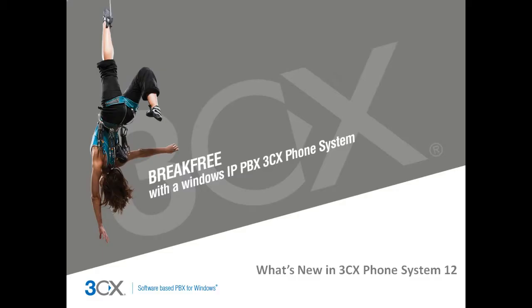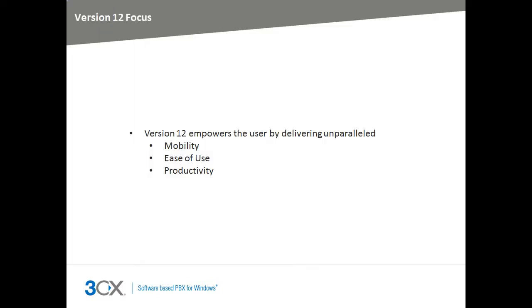My name is James and I'll be showing you what's new in 3CX Phone System 12. 3CX Phone System is a Windows-based unified communications IP PBX that's used in over 35,000 businesses worldwide. 3CX Phone System 12 fully empowers you as it delivers unparalleled mobility, ease of use, and increases your productivity.